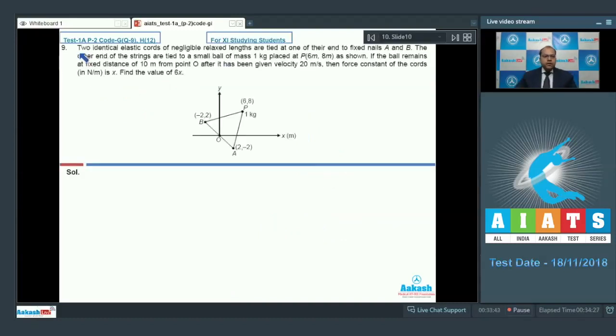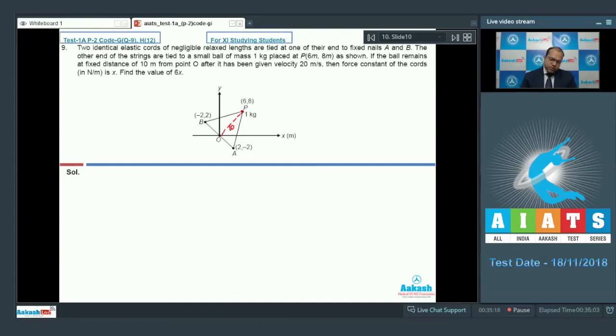In question number 9, two identical elastic cords of negligible relaxed lengths are tied at one of their ends to fixed nails A and B. The other ends of the cords are tied to a small ball of mass 1 kg placed at 6, 8 as shown. If the ball remains at a fixed distance of 10 meter from the point O after it is given a velocity 20 meter per second, then the force constant of the cords in Newton per meter is x. We have to find the value of 6x. It is given that the point P is at a distance of 10 meter from point O.